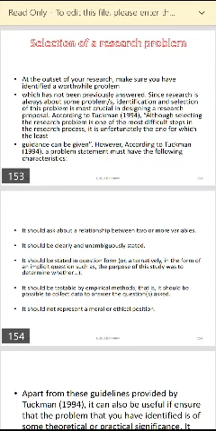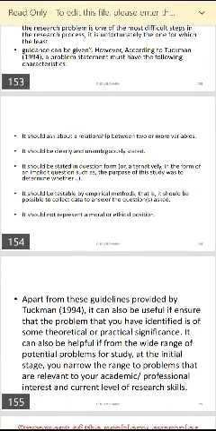Tuckman has tried to explore some characteristics of a problem statement which you must have. He said it should ask about the relationship between two or more variables. It should be clearly and unambiguously stated. It should be stated in question form or alternatively in the form of an implicit question, such as the purpose of this study was to determine whether.